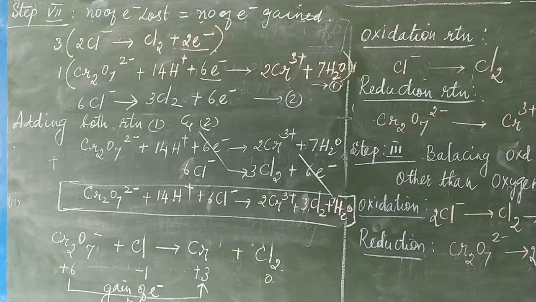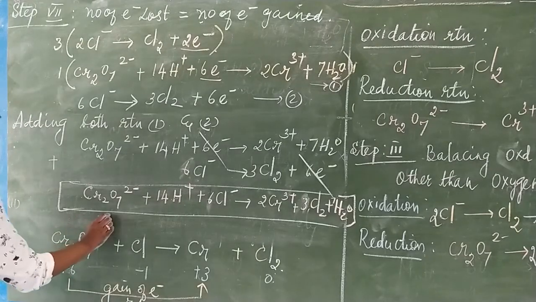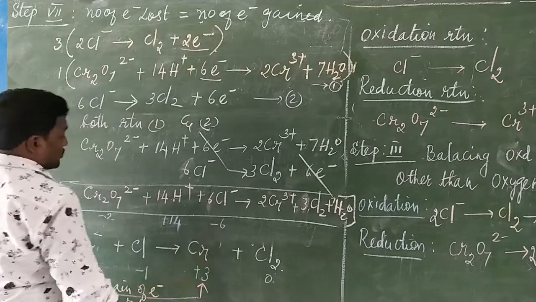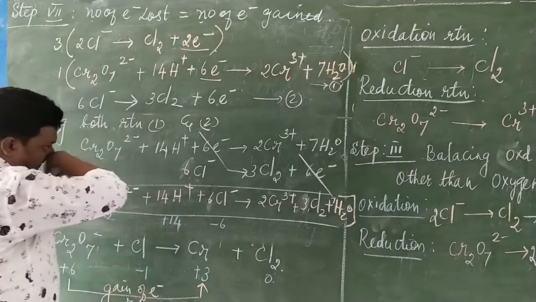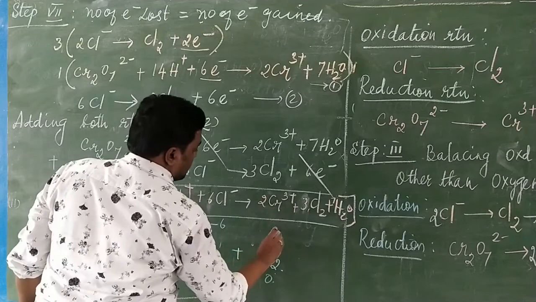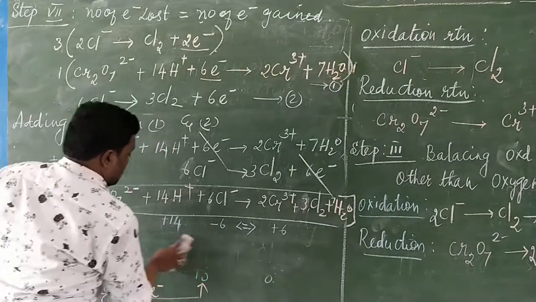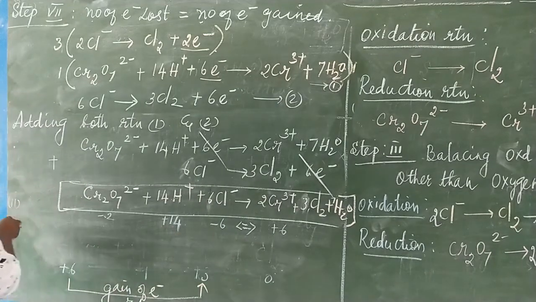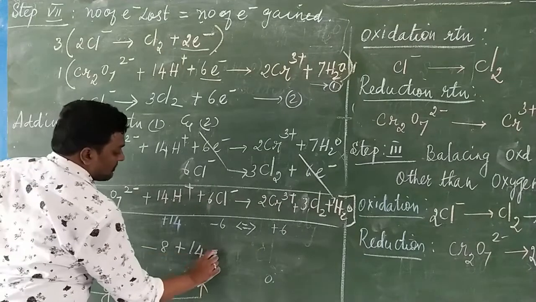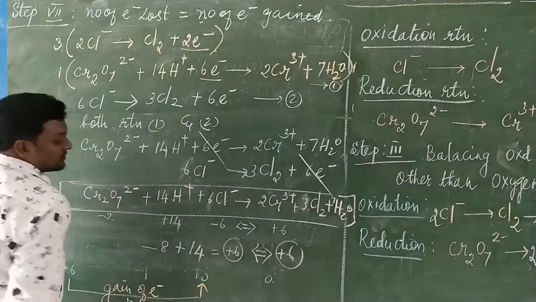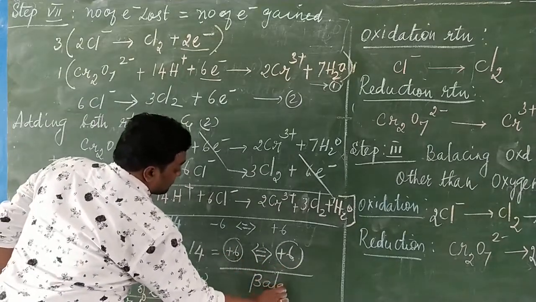If we calculate just the charges, see what happens. For the dichromate the charge will be -2, correct? Here it becomes plus 14, and here it becomes -6. On the product side, 2 threes are 6, here it is plus 6. Let us substitute the charges and see whether it comes correct. What will be the charge now? -2 and -6 becomes -8, plus 14. -8 and plus 14 becomes plus 6. So here plus 6 on the reactant side, and the product side also plus 6. So now both the reactant side and the product side are balanced.